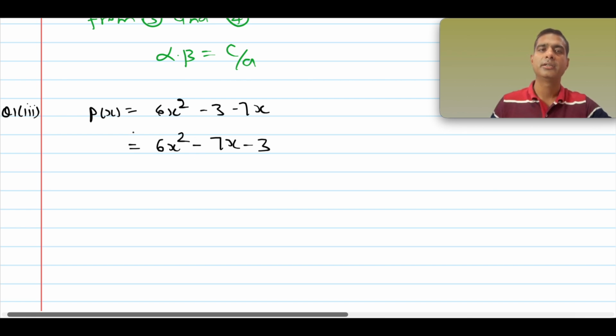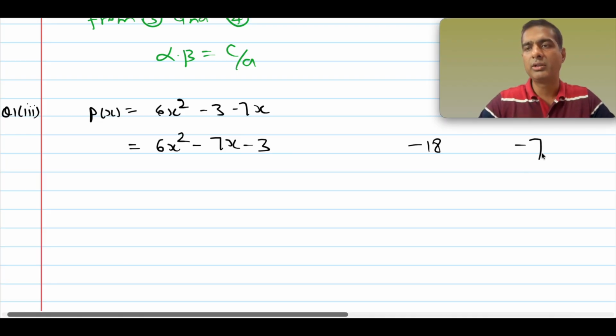So this is the standard form of this polynomial. So students, first of all, we have to factorize this quadratic polynomial. Now to factorize this quadratic polynomial, what we do? We find the product of the coefficient of x square and the constant term, that is negative 18, and the coefficient of x is negative 7. So we have to find two numbers whose sum is negative 7 and product is negative 18.